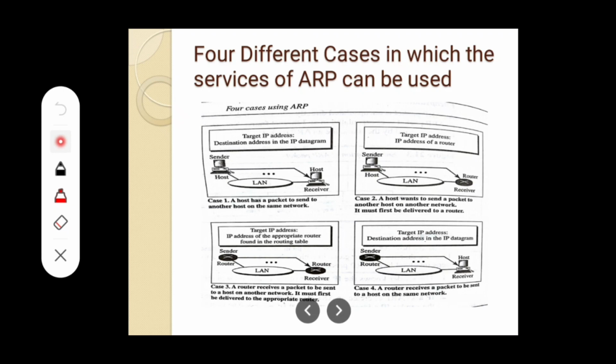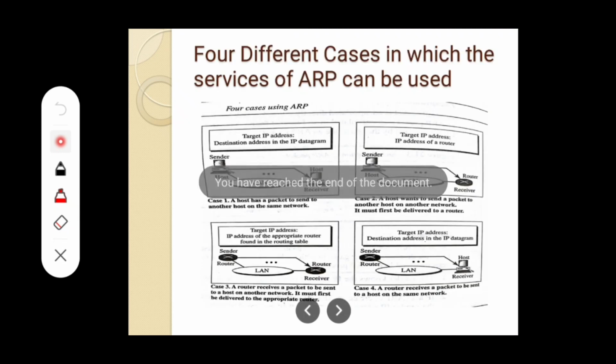Clear? So these are the 4 different cases. Okay, fine. So this is the concept of address resolution protocol. In the next session we will discuss the reverse address resolution protocol, that is RARP. Okay, thank you.